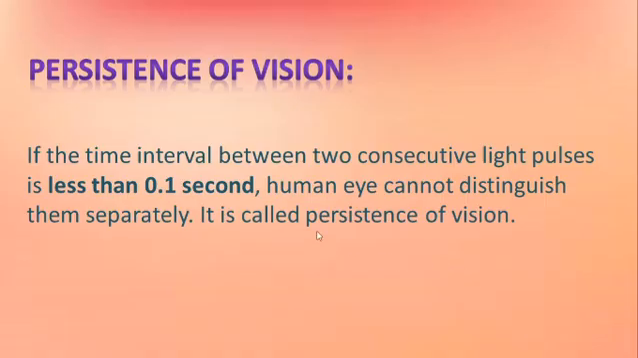Then the next one, persistence of vision. If the time interval between two consecutive light pulses, consecutive means continuous, is less than 0.1 second, that is a very important one, less than 0.1 second, the human eye cannot distinguish them separately. It is called persistence of vision. So if the gap between two light pulses is within 0.1 second, we cannot distinguish them separately.